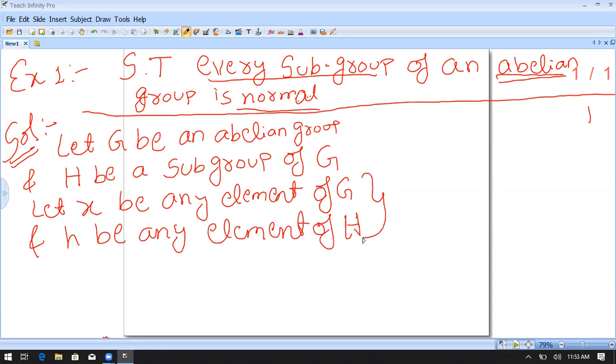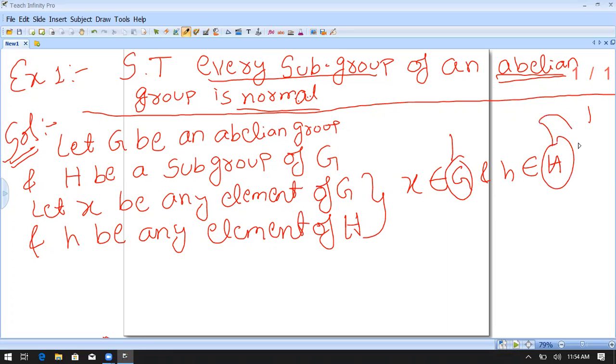In the textbook they have given directly that x belongs to G and h belongs to capital H. We have written that in a sentence form. Let x be an element of G, and as usual let h be any element of capital H.